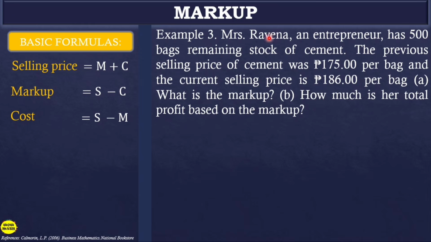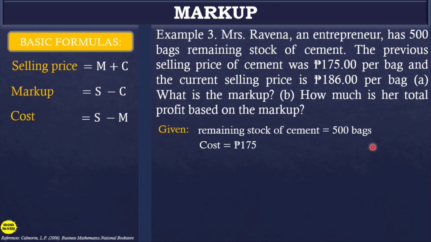Another example, Mrs. Ravenna, an entrepreneur, has 500 bags remaining stock of cement. The previous selling price of cement was 175 pesos per bag, and the current selling price is 186 pesos per bag. What is the markup and the total profit based on the markup? First, what are the given? The remaining stock of cement is 500 bags, the total cost is 175 pesos, and the selling price is 185 pesos.